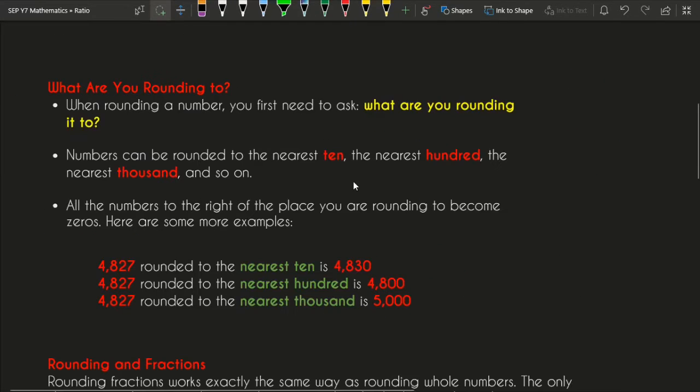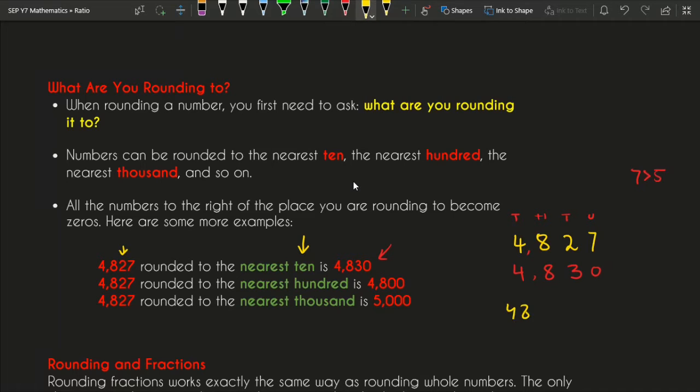Whenever we are asked to round a number, we should ask what we are rounding to. Numbers can be rounded to the nearest 10, 100, 1000 and so on. In the first example, we are rounding the number to the nearest 10. 2 lies in the tens position. 2 is followed by 7, and 7 is greater than 5. Therefore, the number 2 shall be rounded up to 3. And the final answer shall become 4830.